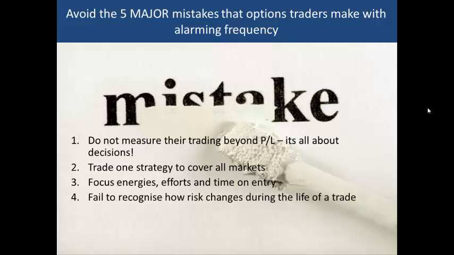Number 4 is that they fail to recognize how risk changes during the life of a trade. Let me give you an example. If we enter a spread trade and the maximum risk is our debit that we entered with, so let's say it's 20 cents, and our maximum reward is $1, and over the life of that trade we see it moving up towards 85 cents. Now the risk profile has completely changed on that trade. Our maximum gain from where we are right now is 15 cents. Our maximum loss is 85 cents. So the risk profile of that trade has completely changed. So you need to bear that in mind.